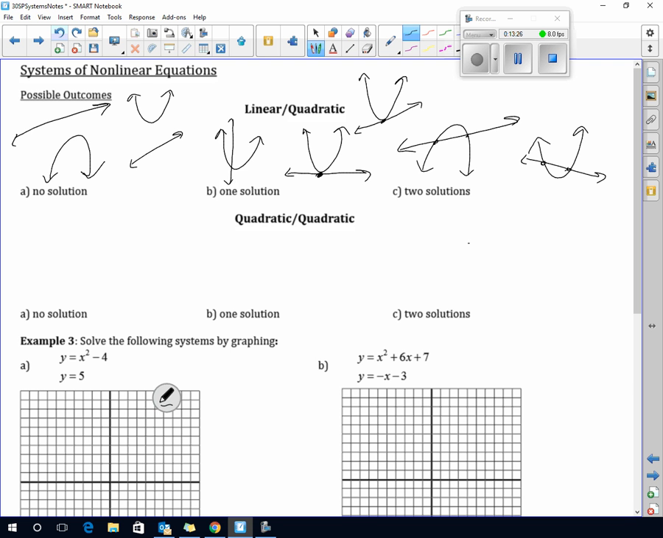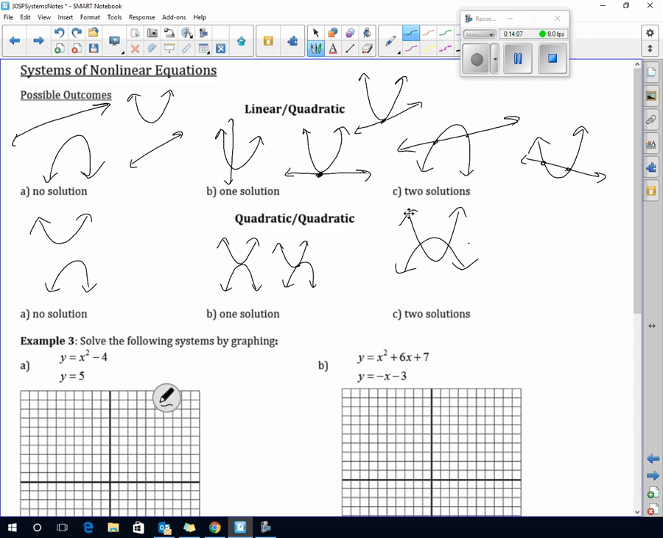What about one solution? Yeah. Like that. Or you could just have it as a tangent like that. That kind of looks, I don't know. Go sideways. Yeah. Something like that. Yeah. Let's graph the first one.